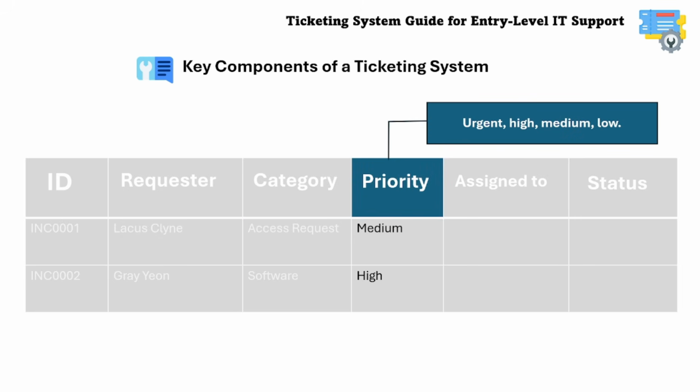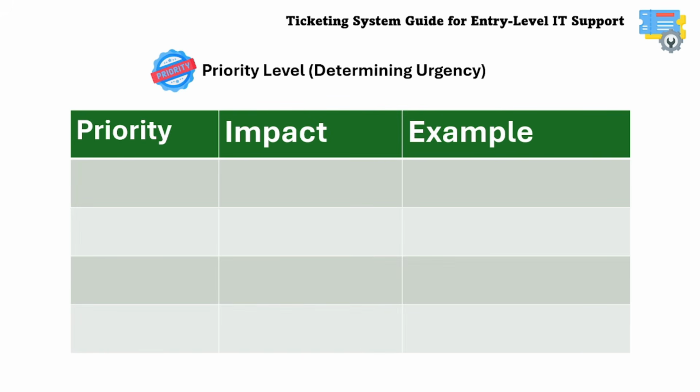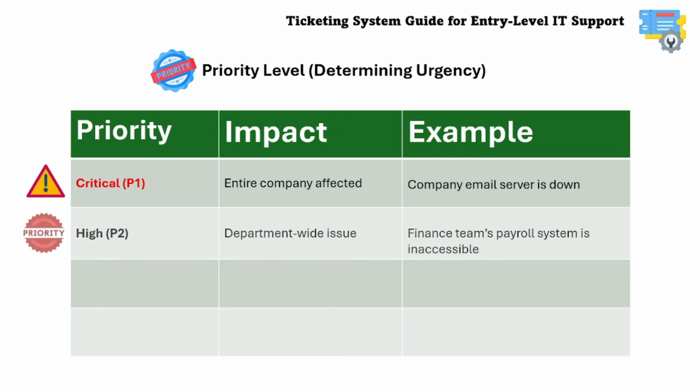Next is priority level or determining urgency, because not all tickets are equally urgent. A priority matrix helps decide what gets handled first. Critical priority is when the entire company is affected. For example, the company email server is down. Then, high priority is for department-wide issue. For example, finance team's payroll system is inaccessible.